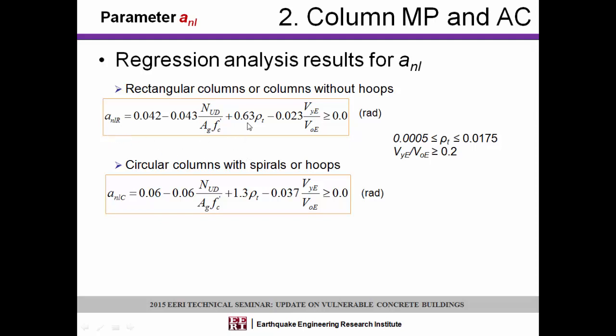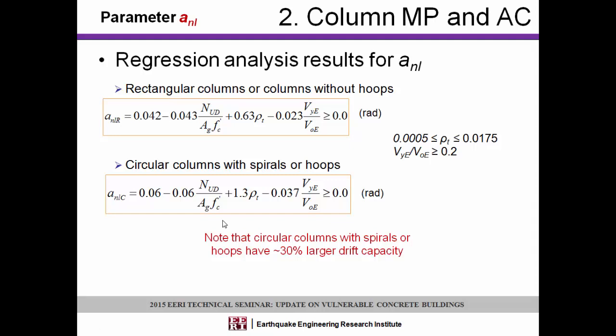Adding transverse reinforcement increases that parameter, and this term is negatively correlated. The closer you are to shear failure, the higher that number is, the smaller A is. Now what we've observed here by taking the circular columns and rectangular columns separately is that this equation gives you about 30% larger drifts than for the rectangular columns. So that's a big change.